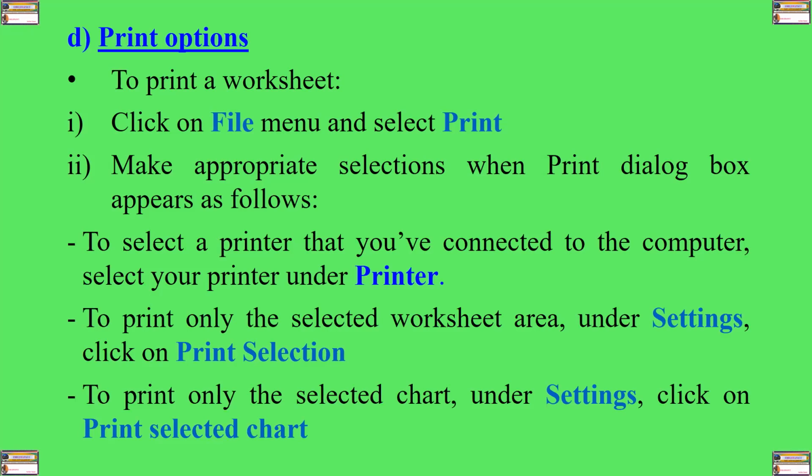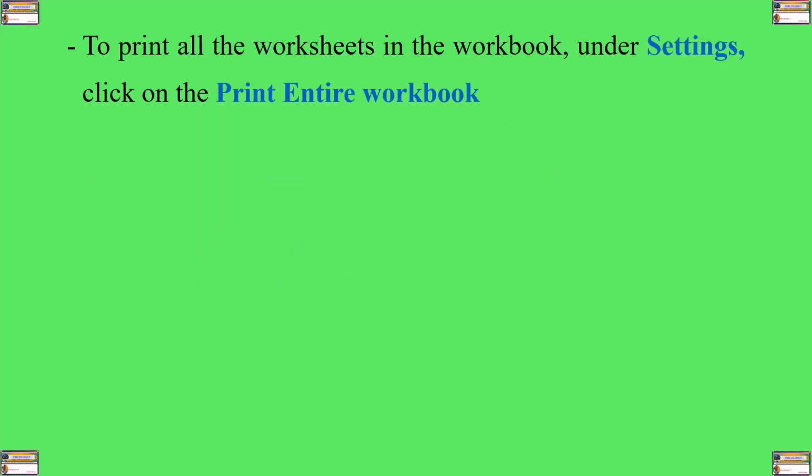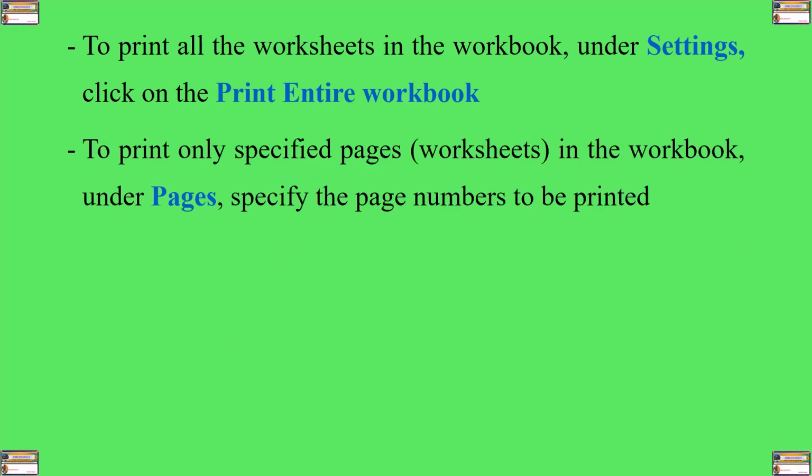To print only the selected chart, under Settings, click on Print Selected Chart. To print all the worksheets in the workbook, under Settings, click on Print Entire Workbook. To print only specific pages in the worksheet or in the workbook, under Pages, specify the page numbers to be printed.